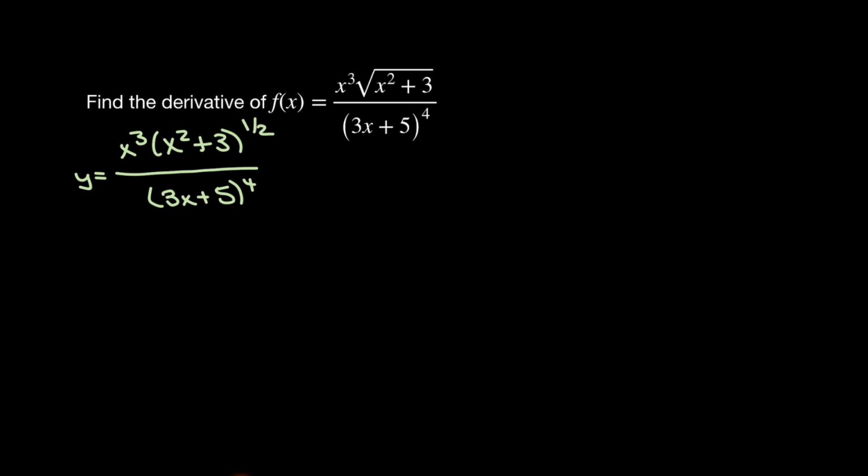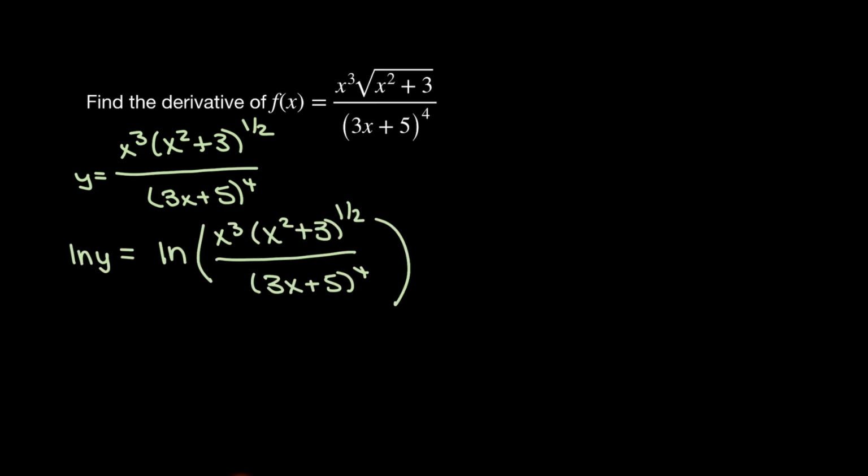I have the function f of x equals x cubed times the square root of x squared plus 3, divided by 3x plus 5 to the fourth. If I want to take the derivative of this function, I would have to use the quotient rule with the product rule and the chain rule within it. So the first thing I'm going to do is change that square root into a 1/2 power. Then I'm going to take the log of both sides. So I have to take the log of the left-hand side and the right-hand side.